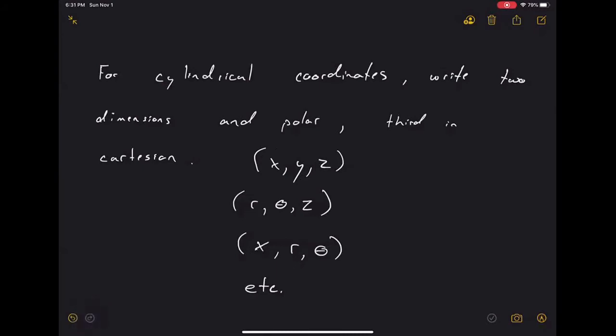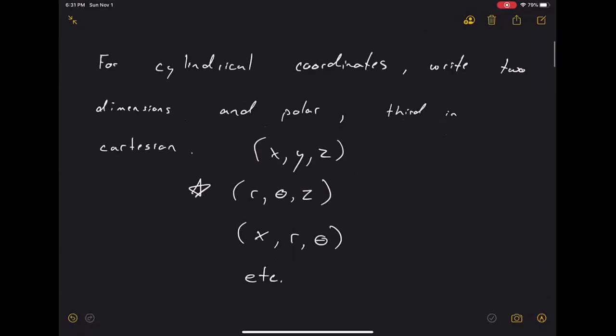We've turned our x and our y into r, theta. That's kind of arbitrary. We could have also turned y and z into r and theta, which is what I've done here. The book seems to default to this, where we write x and y as r and theta, and then we leave z alone. But that's going to depend on the situation.